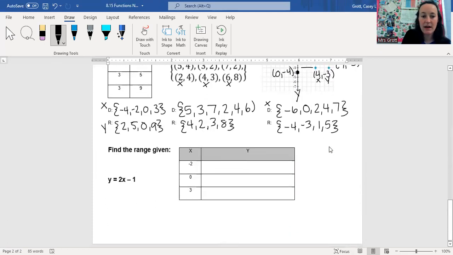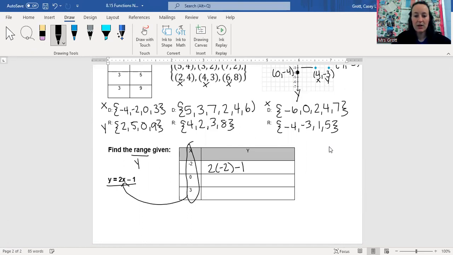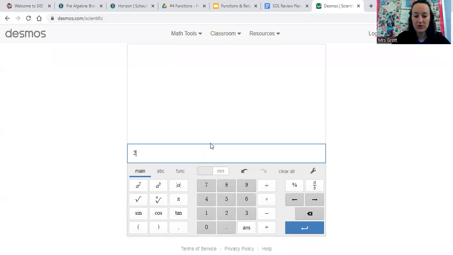Okay. Last thing, find the range. So that's going to be the y values given this equation. So x is equal to these numbers. Guys, we're going to take these numbers and put them in for x. So 2 times -2 minus 1. We can switch over to Desmos. Okay, so we've got 2 multiplied by -2 minus 1. We end up with -5.